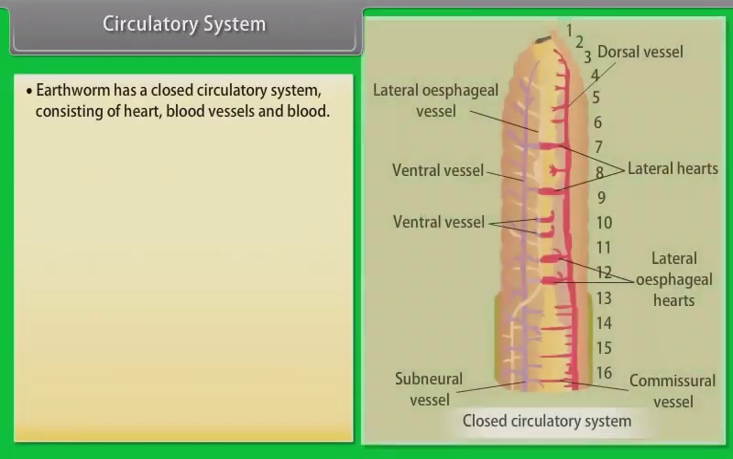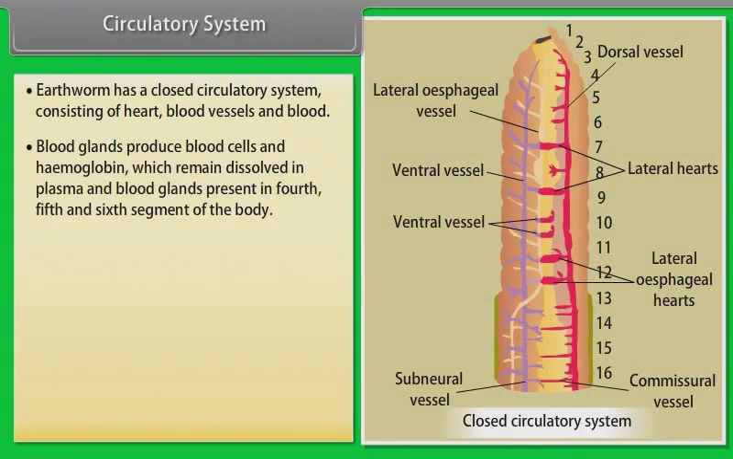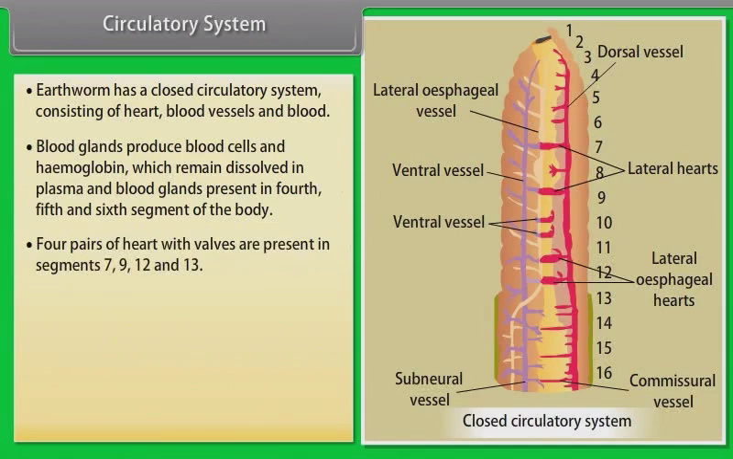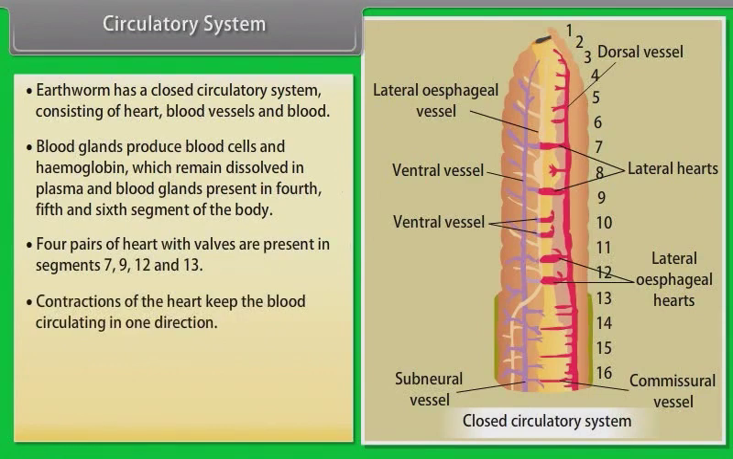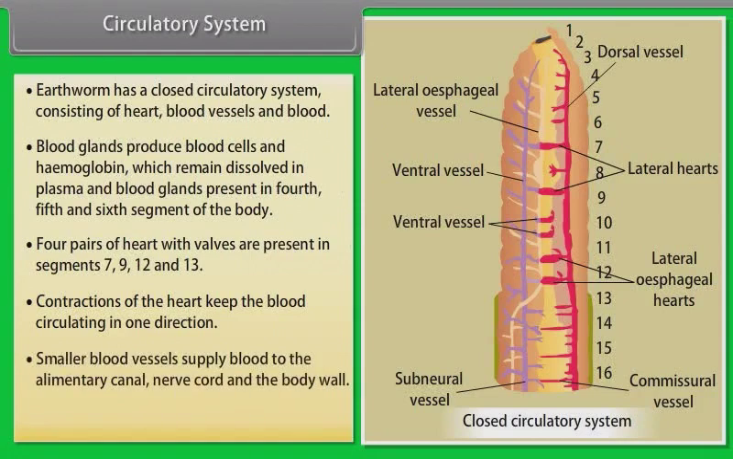Circulatory system. Earthworm has a closed circulatory system consisting of heart, blood vessels and blood. Blood glands produce blood cells and hemoglobin, which remain dissolved in plasma, and blood glands are present in the 4th, 5th and 6th segment of the body. 4 pairs of heart with valves are present in segments 7, 9, 12 and 13. Contractions of the heart keep the blood circulating in one direction. Smaller blood vessels supply blood to the alimentary canal, nerve cord and the body wall. Blood cells are phagocytic in nature.